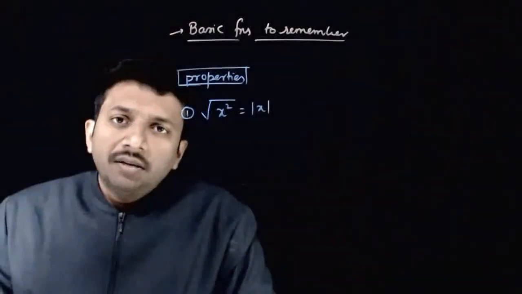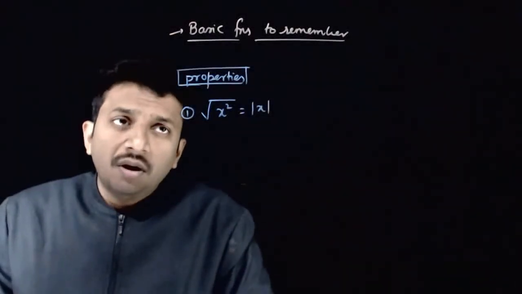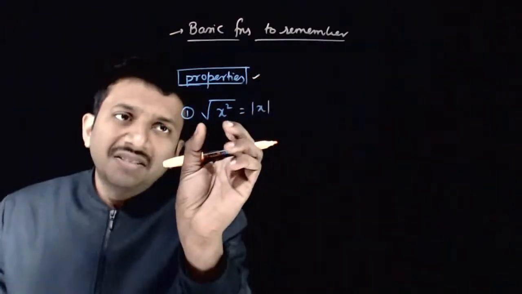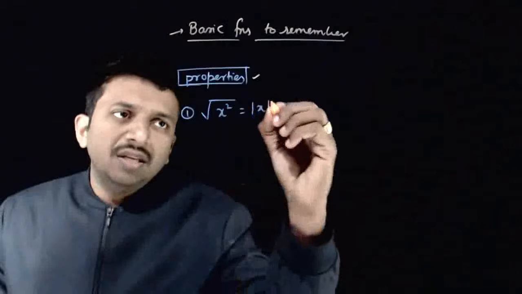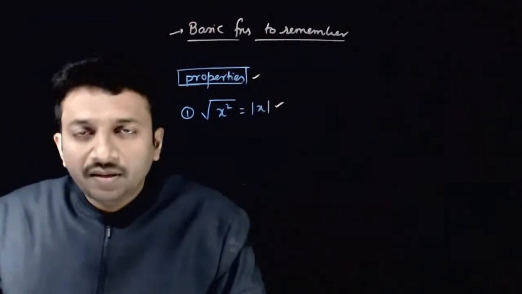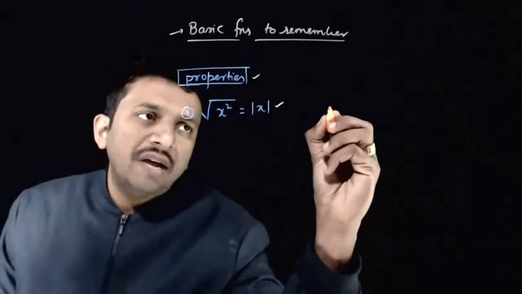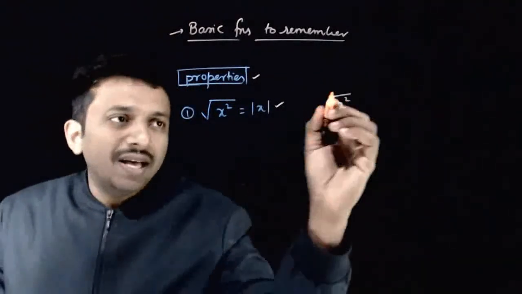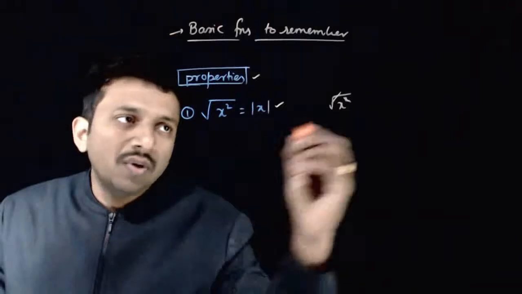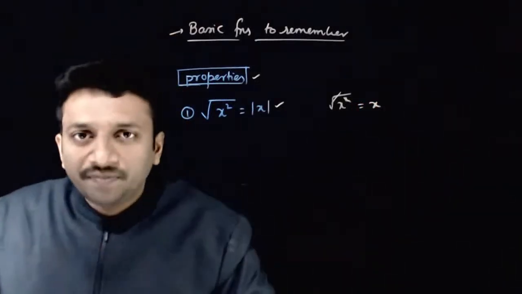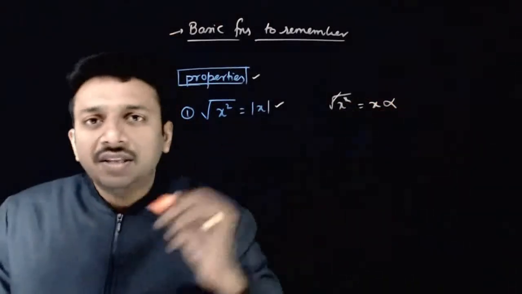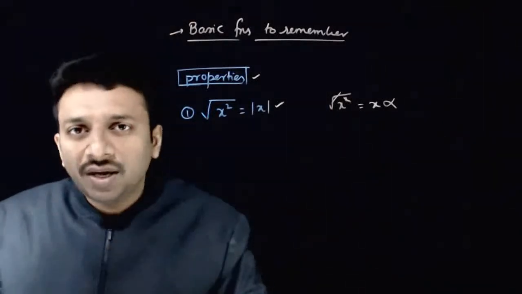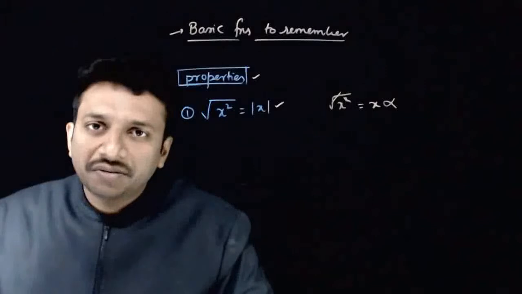Now let us look at some of the important properties of the modulus function. The first property is square root of x square is equal to mod x. In the lower classes, what you have done is if you have square root of some number square, you have cancelled out the square root and square and written this as x. But in 11th class, this process is dropped. So whenever you have square root of x square, the answer will be mod x.